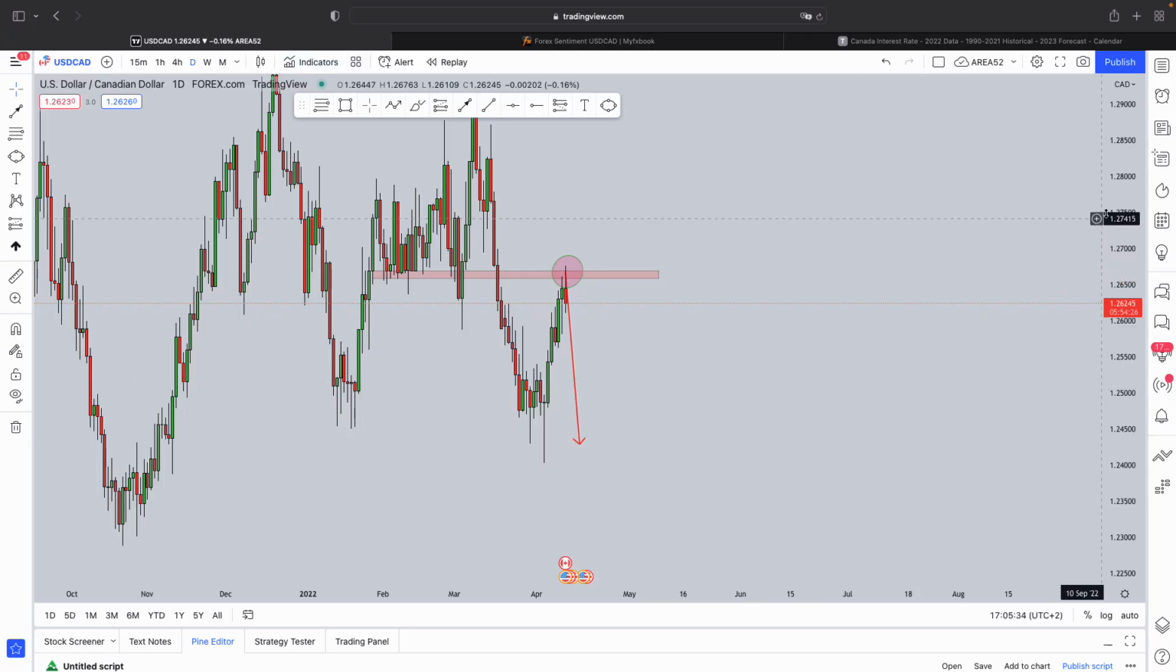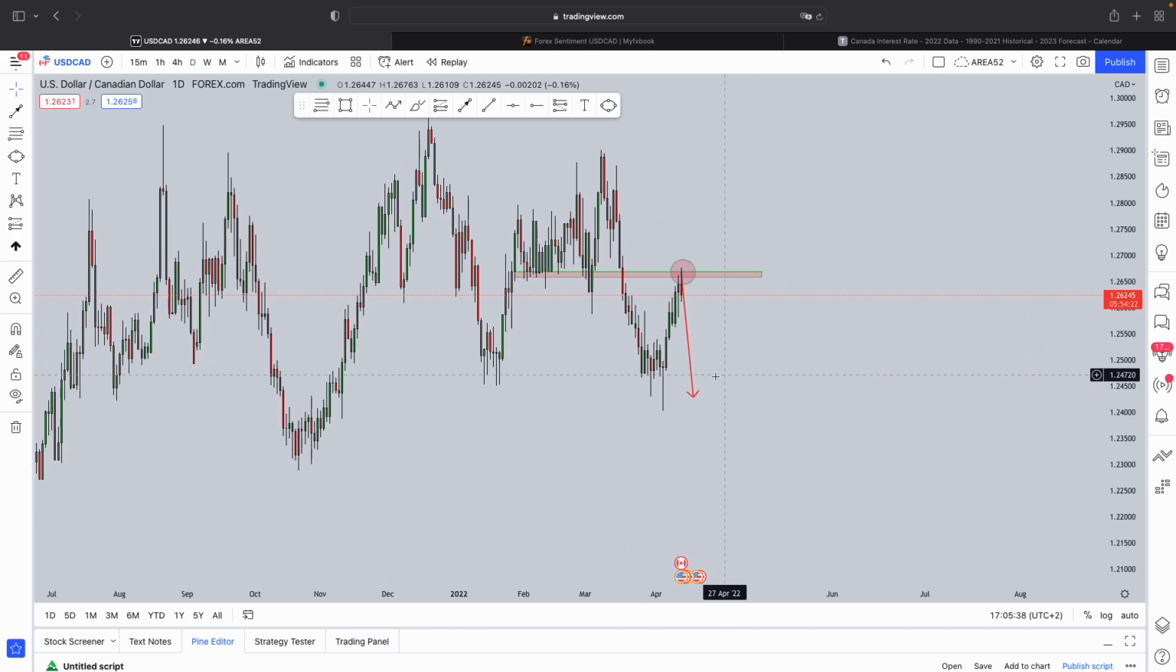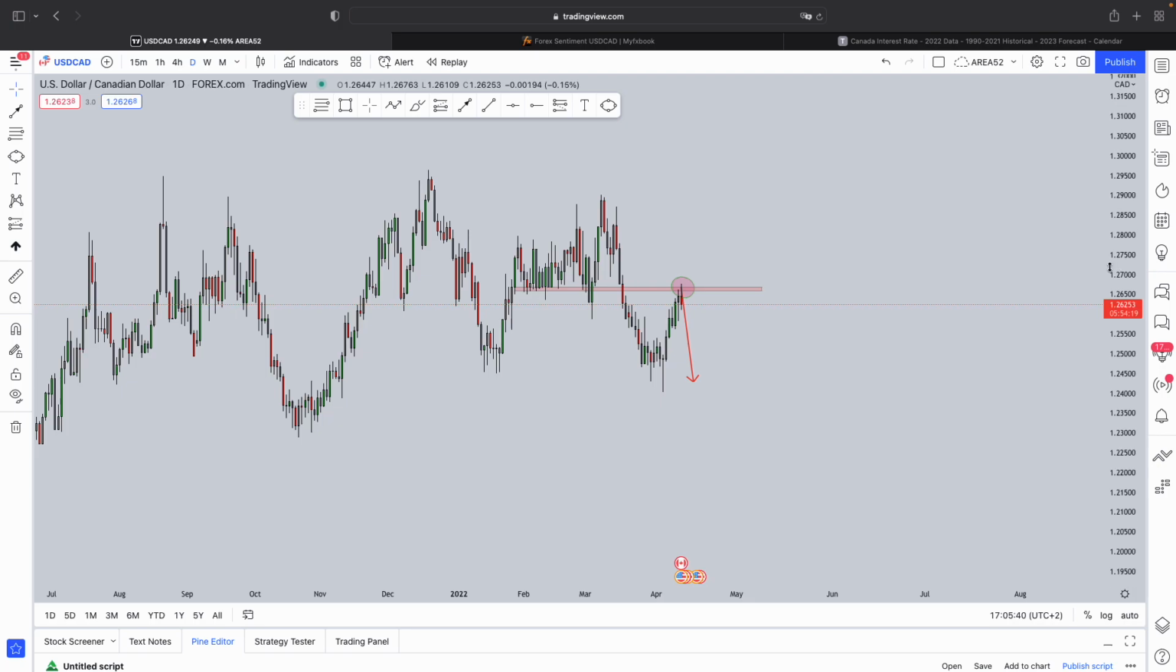So that's it for the USDCAD. A meltdown is expected, whether you like it or not. If you bought the market, good luck. If you're looking to sell the market, let's go.